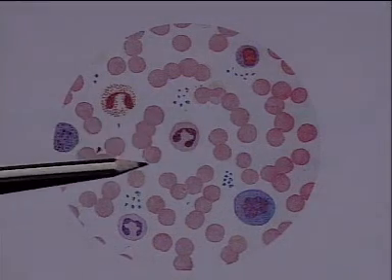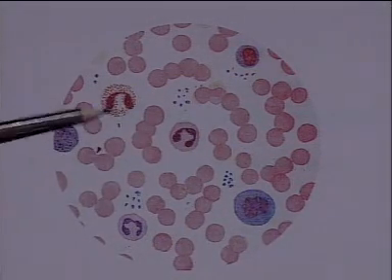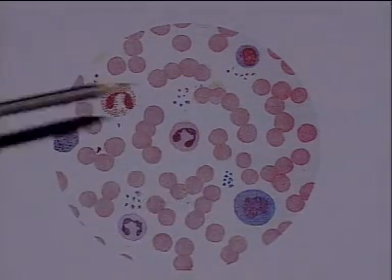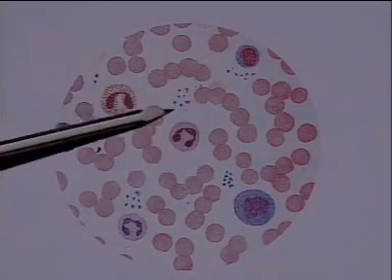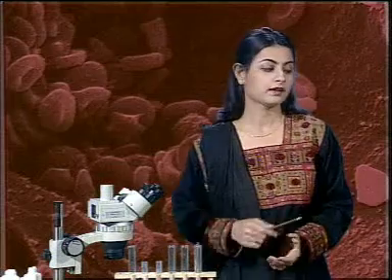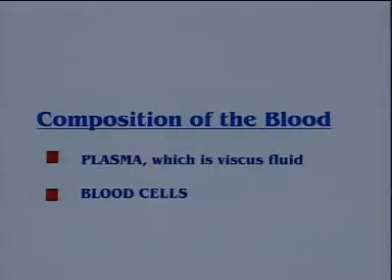These are red blood cells, these are white blood cells, and these are the third variety of cells, which is called the platelets. Now this card shows you the composition of the blood. Here is the plasma, which is a viscous fluid, and second is the blood cells, which I have already shown you. Now let's study the structure of plasma and blood cells in detail.